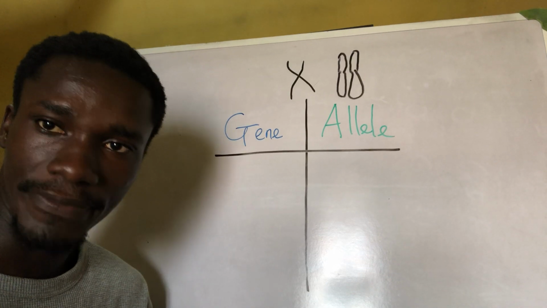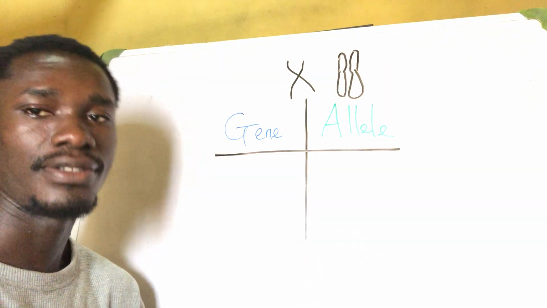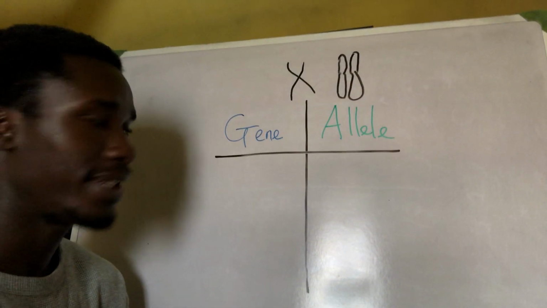What's the simplest difference between gene and allele?